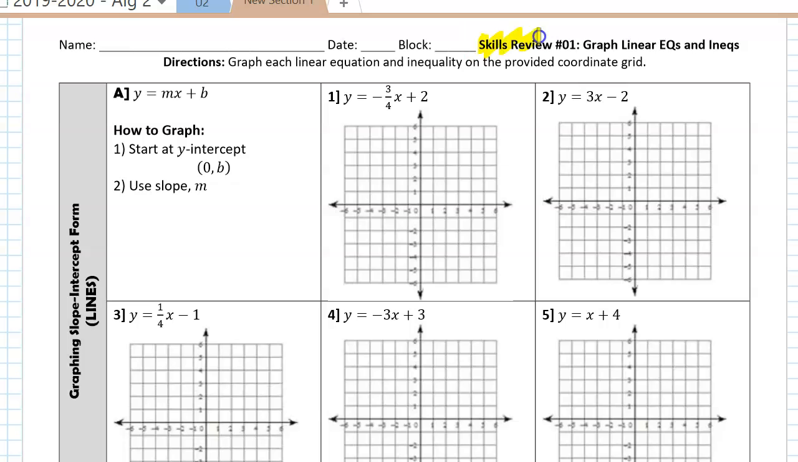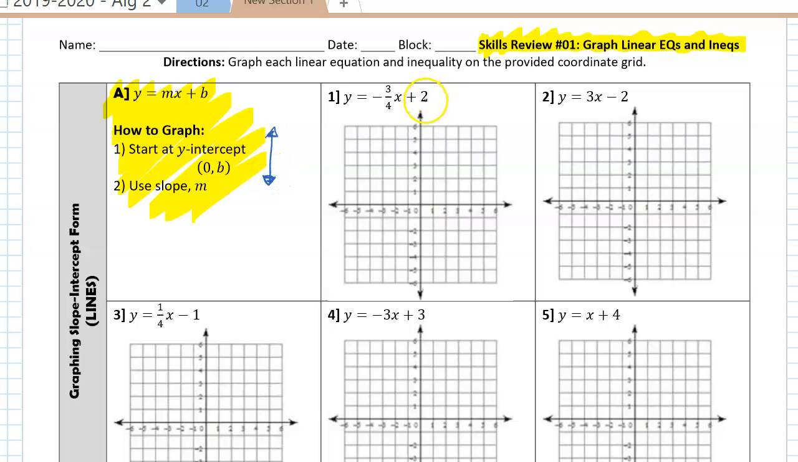This video is for skill review number 1, graphing linear equations and inequalities. We'll start with equations. All the equations we'll be giving you are in slope-intercept form. When we graph in slope-intercept form, we start on the y-intercept, which is the vertical line, or as Miss Bria says, we start on the flagpole.